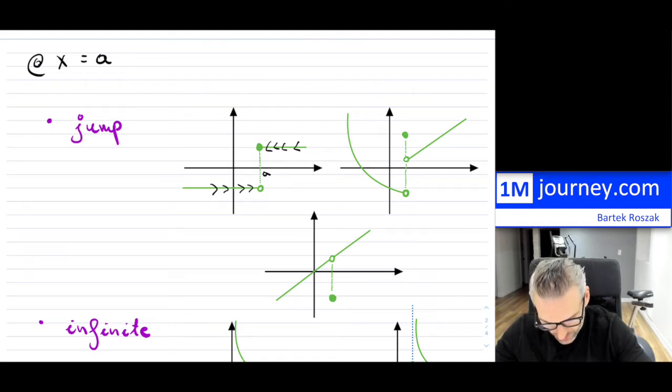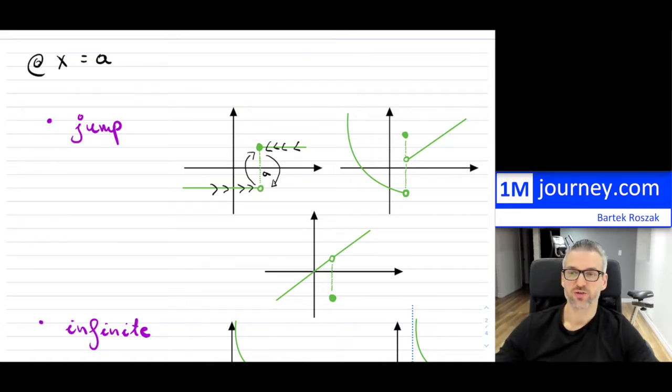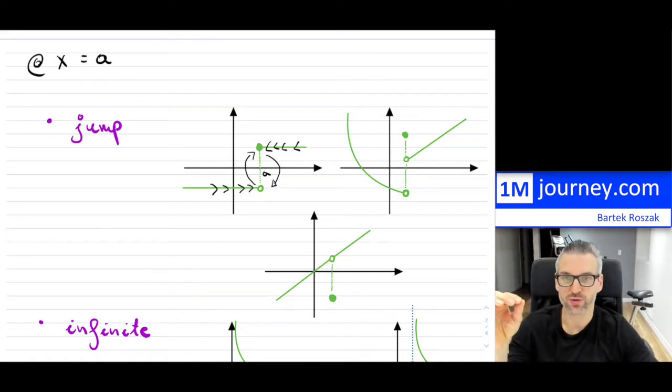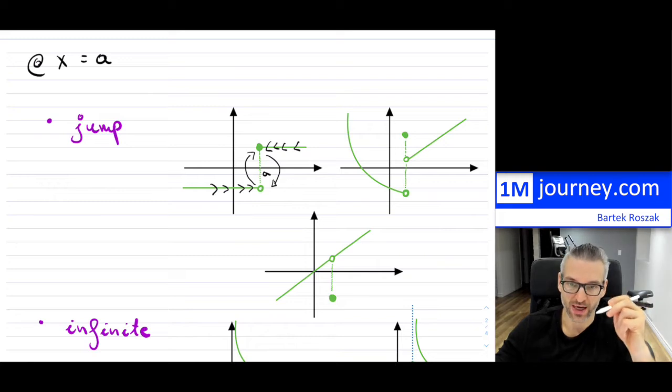So as you go from the left or from the right, you'll jump. You either will jump up, or if you're going from the right down, you're going to be jumping downwards. So you have a jump discontinuity at that point A, right? We would have to lift our pencil in order to draw or trace this thing out. Now, it's actually defined everywhere, but there is a jump that happens.